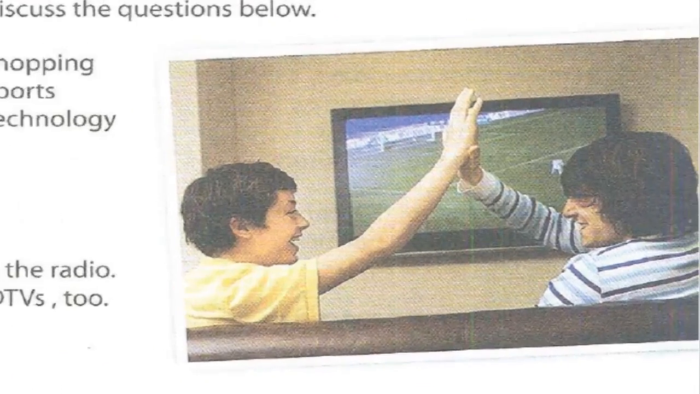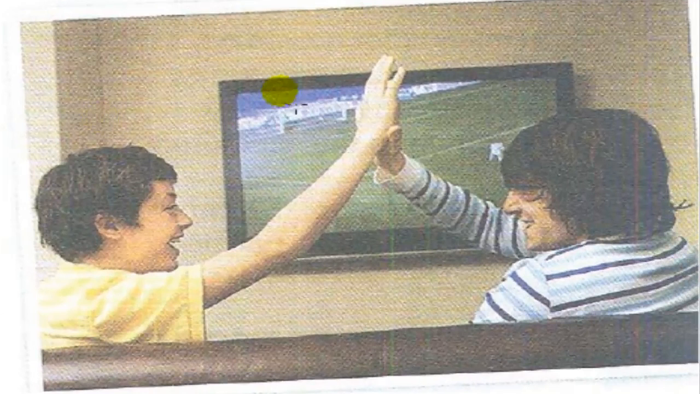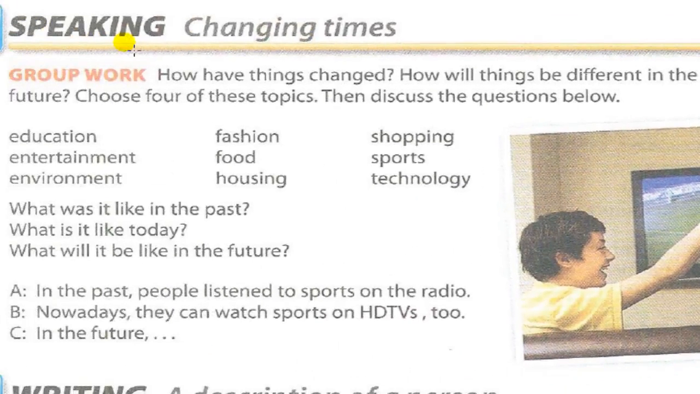Exercise number 6. Look at the picture. What do you see? A boy, a young man, maybe they're brothers, they're watching a football match on TV. 6. Speaking, changing times, group work. How have things changed? How will things be different in the future? Choose 4 of these topics, then discuss the questions below.